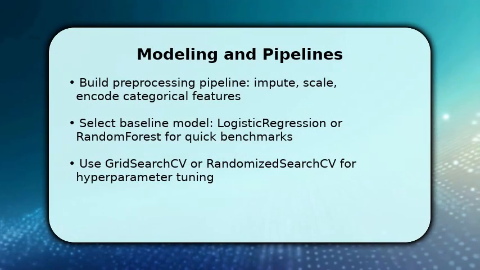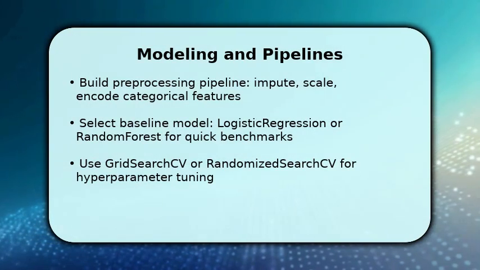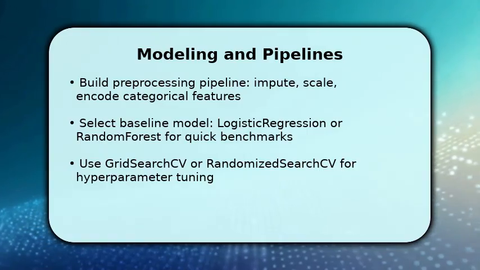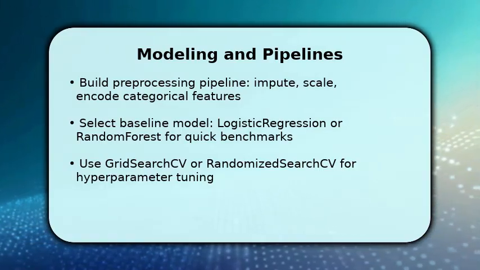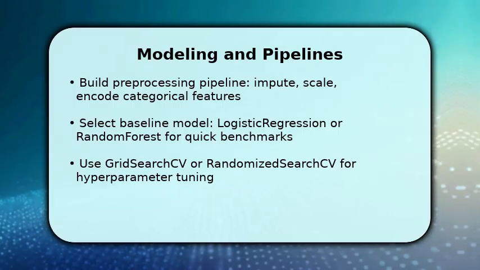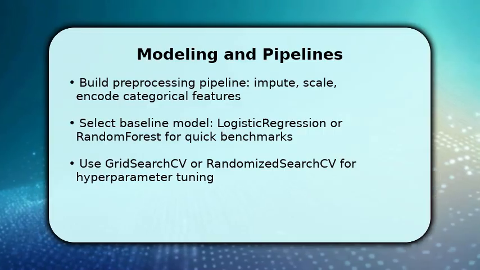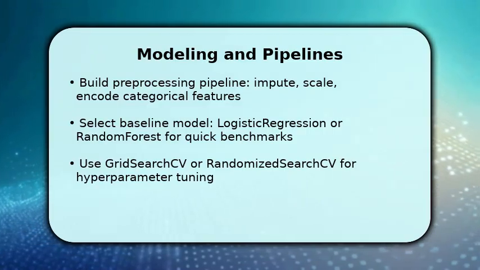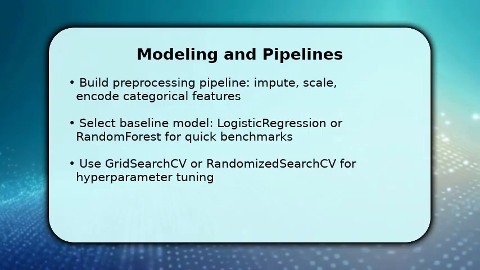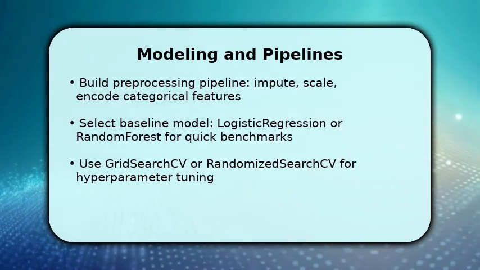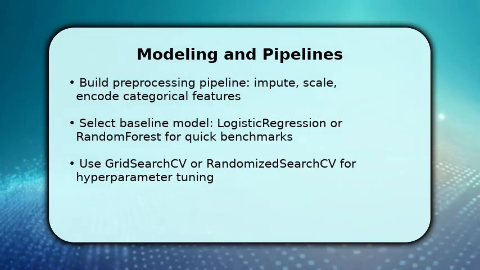You construct a pipeline that chains preprocessing and modeling so transformations are consistent across folds. Use SimpleImputer, StandardScaler, and OneHotEncoder inside ColumnTransformer to handle numeric and categorical data. Fit a baseline model like logistic regression for speed or random forest for nonlinearity. This gives a performance floor.